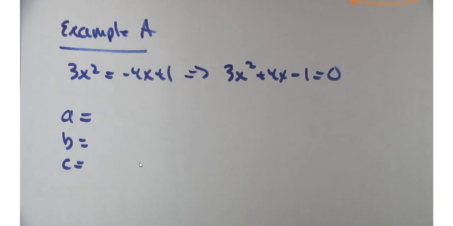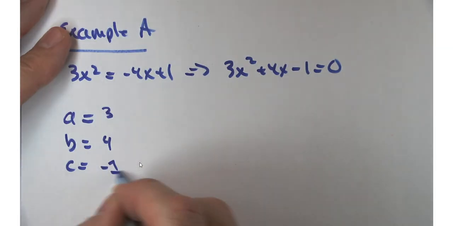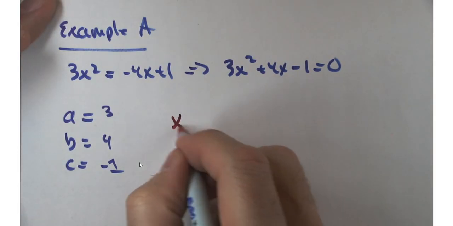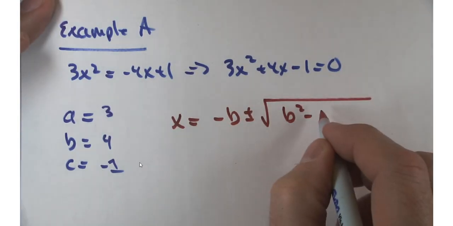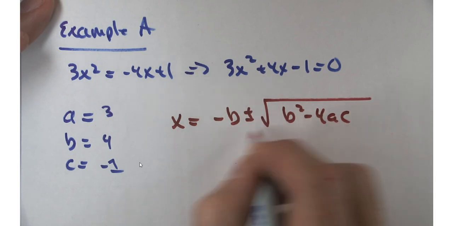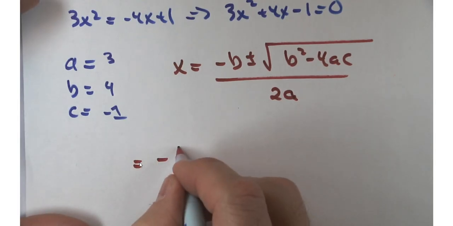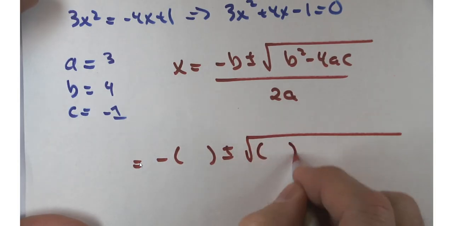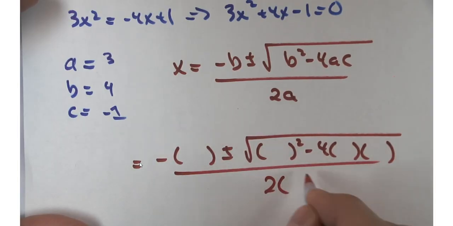So let's take a look here. That's going to be a 3 here, 4 here, and negative 1 here. That's your a, b, and c. My suggestion for working with the quadratic formula, and let me write it down here for your convenience, is that when you fill it in, you fill it in with a bunch of empty parentheses first. So what do I mean by that? I mean, here, negative b plus or minus the square root of b squared minus 4 times a times c, all over 2 times a.